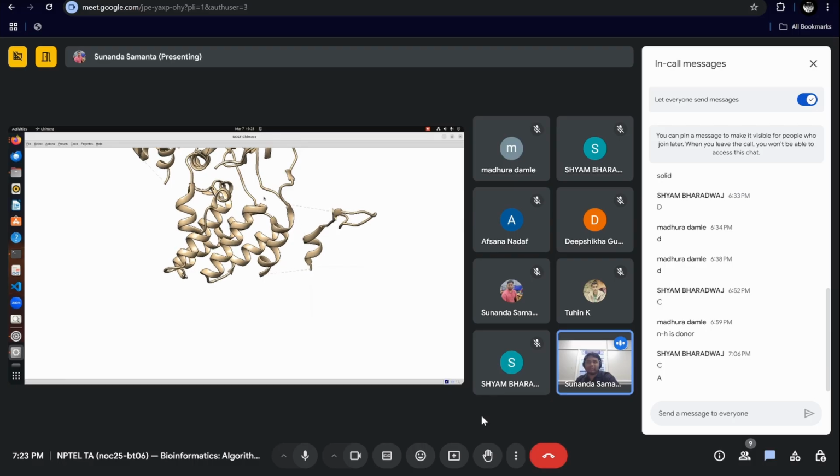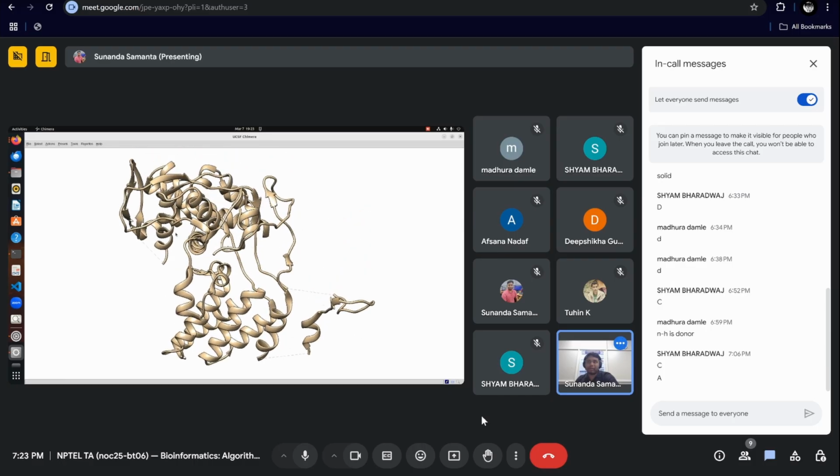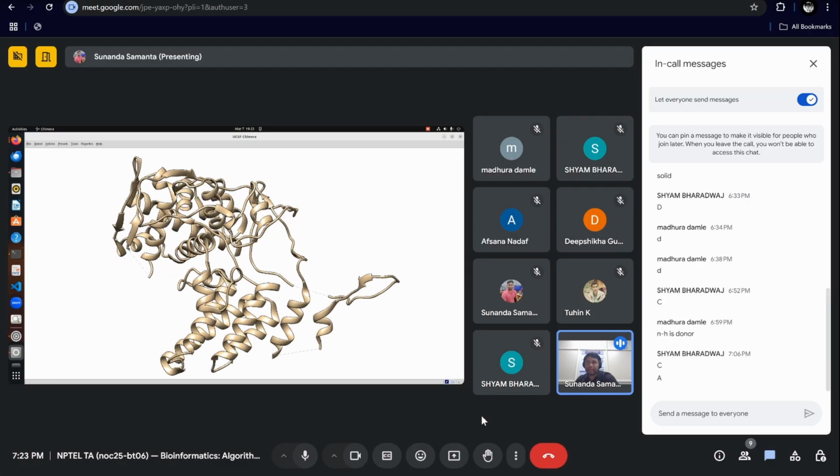So the dotted structures are basically indicative of residues whose atomic coordinates could not be captured. I am seeing another part here also.